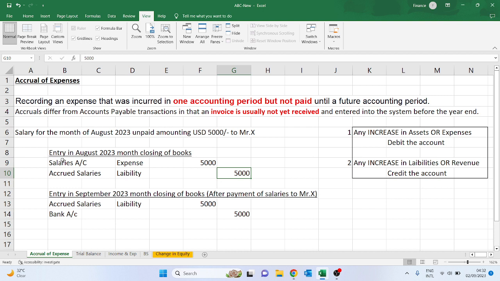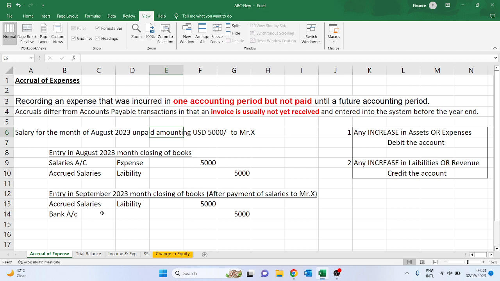So this is the entry we have to post in the month of August for this accrual. Salaries account debit to accrued salaries 5,000. And after closing 31st August, let us say 2nd or 3rd of September, in the very next month, we need to pay Mr. X because it is not yet paid. We just booked the entry.